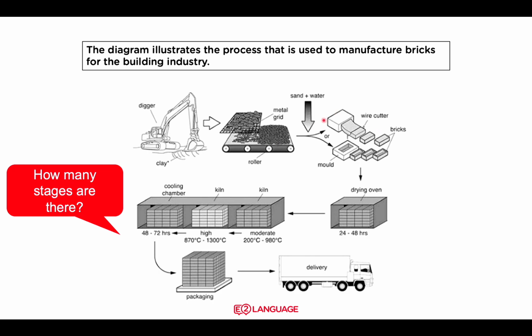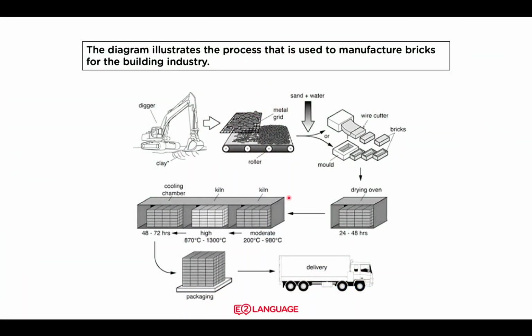I'm going to consider all of this step 3, the addition of sand and water and the cutting. This is step 4, the drying oven. Step 5 is the heating and cooling. Step 6, the packaging, and step 7, the delivery. It's completely fine if you want to consider some of those steps as 2 separate entities.